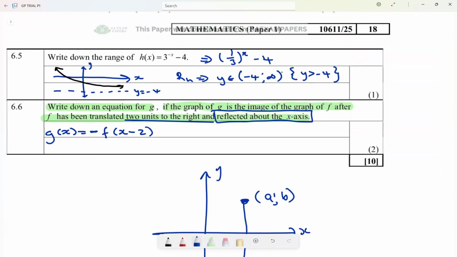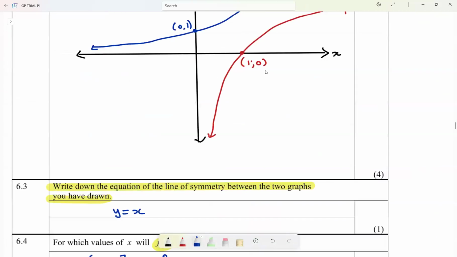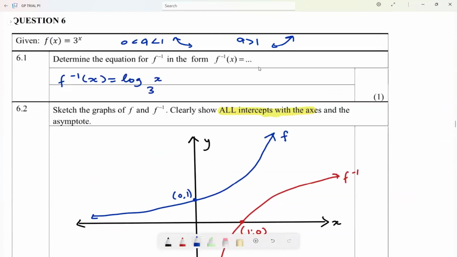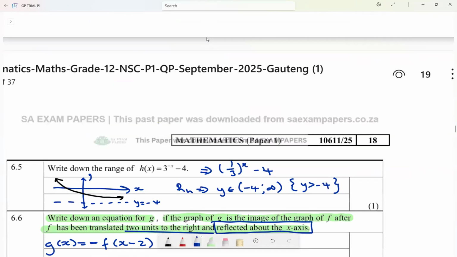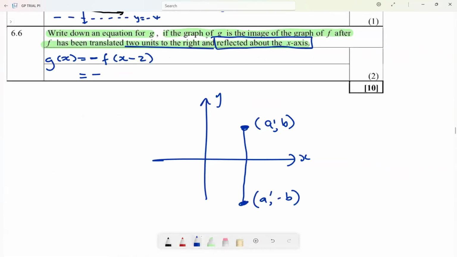So let's write the equation. The equation is going to be negative. What is f of x? Originally, we know f of x to be 3 to the power of x. So g of x is going to be negative 3 to the power of x minus 2. Okay, so if you just write the full answer, it's still fine. What's important is the answer.